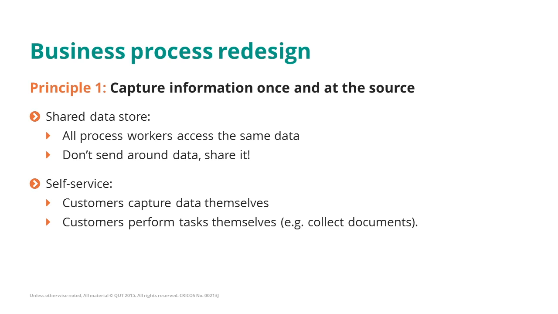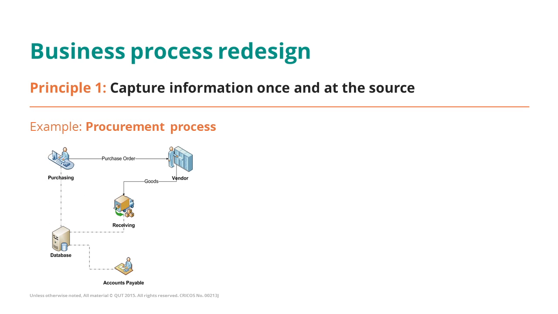To illustrate the principle of capturing information once and only once, let's consider the example that we initially presented to motivate business process reengineering. In this process, we have a purchasing officer that captures information about a purchase order, produces the purchase order, sends it to a vendor, and in the as-is process sent a document to the accounts payable department. Later on, the vendor delivered goods and the actors in the receiving department will actually record that in a document called the receiving document and will send that document to the accounts payable.